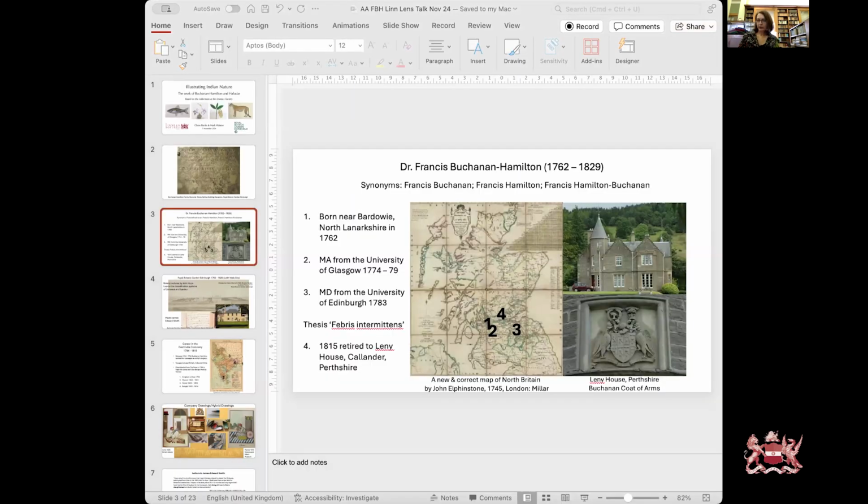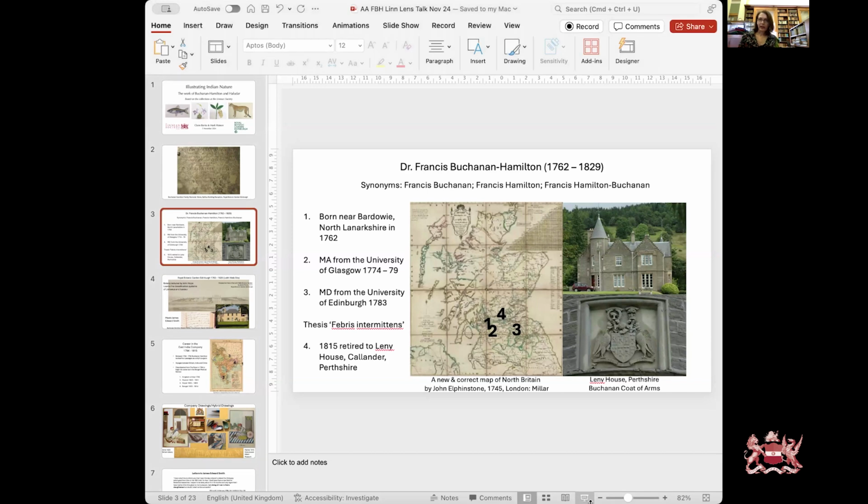Yeah, so one of the reasons, along with the lack of publication for Buchanan-Hamilton and his wider natural history work not being well known, is the fact that he is actually known by 4 different names. So in this presentation, we're going to call him Buchanan-Hamilton, but he was born Francis Buchanan and became Francis Hamilton in 1816 after he retired from the East India Company.